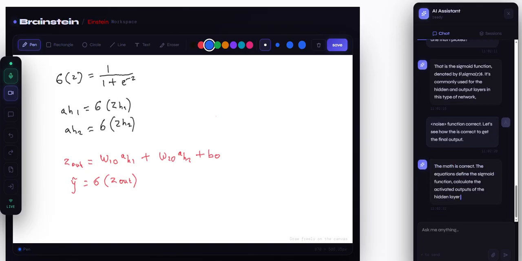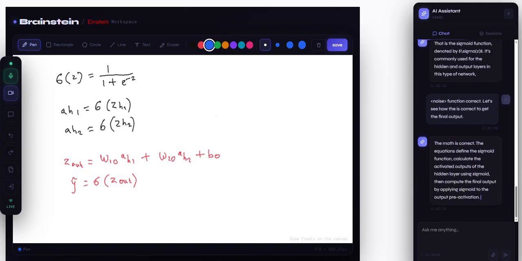The math is correct. The equations define the sigmoid function, calculate the activated outputs of the hidden layer using sigmoid, then compute the final output by applying sigmoid to the output pre-activation.